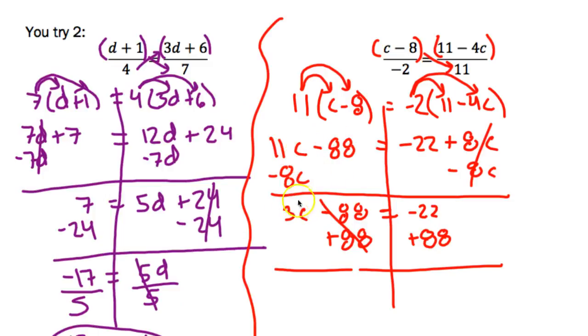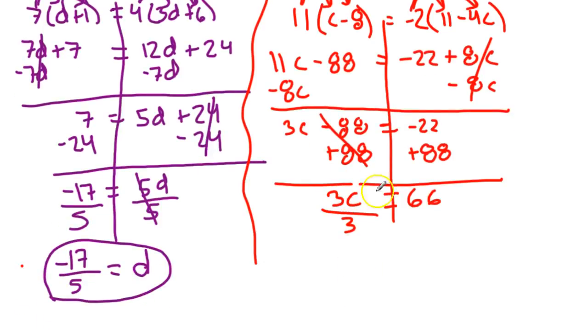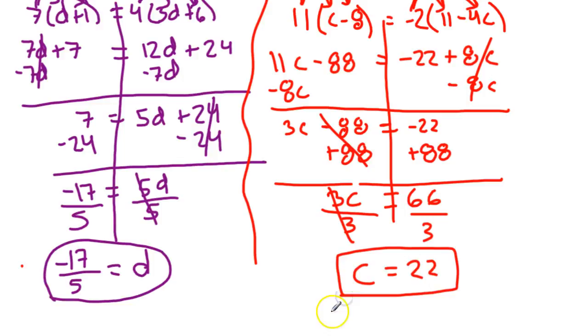Alright, so I bring down the 3c. Let me write a C this time. Negative 22 plus 88 happens to equal 66. My last thing that I want to do is get the C by itself, so I divide by 3. I'm dividing by 3 because this is 3 multiplied by C. I divide this side by 3. Those cancel. I'm left with C equals 66 divided by 3, which is 22. Bam. Solved. We did it.